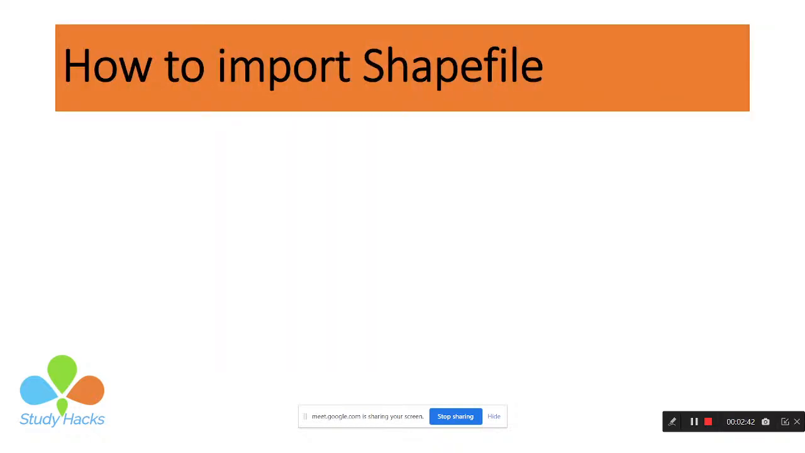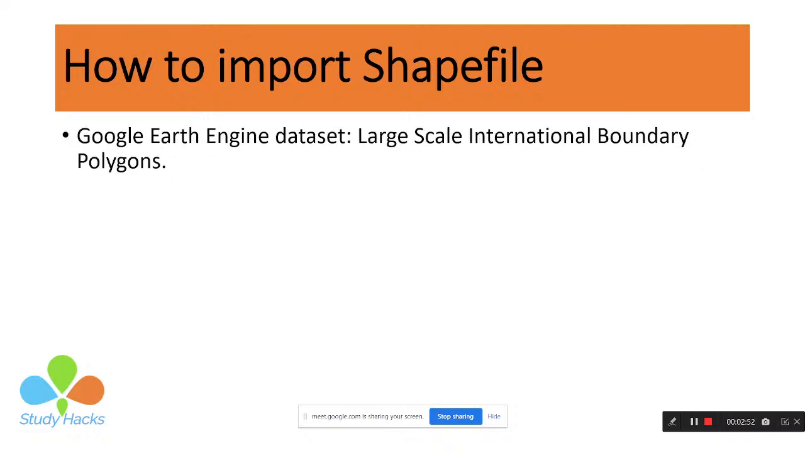So first of all, when you want to import the shapefile in the Google Earth Engine platform, mainly we can use two types of shapefile. You can use the Google Earth Engine dataset. Google Earth Engine has a lot of datasets for different types of shapefile. If you want, you can use the large scale international boundary polygon. Mainly this dataset provides you the international boundary polygon or shapefile. You can get the dataset from this.